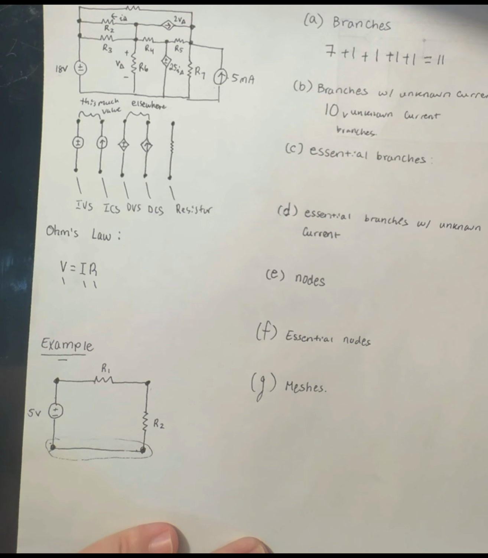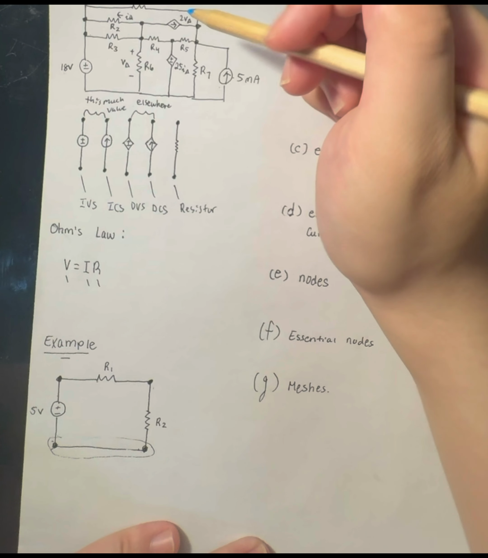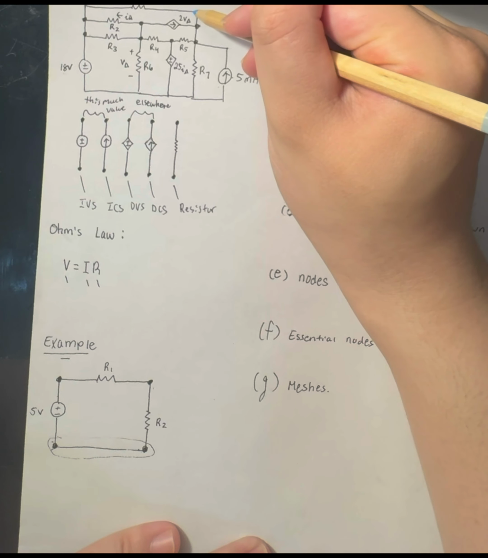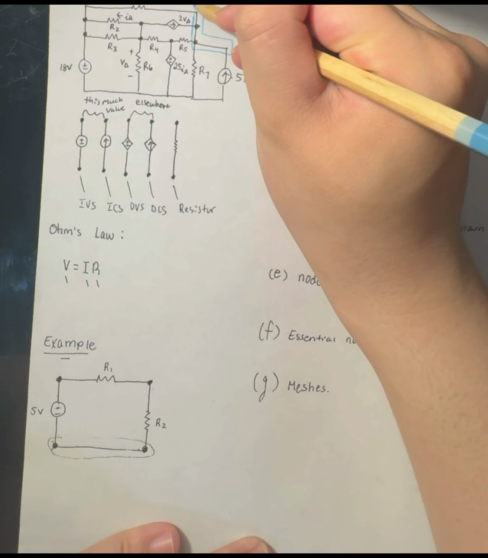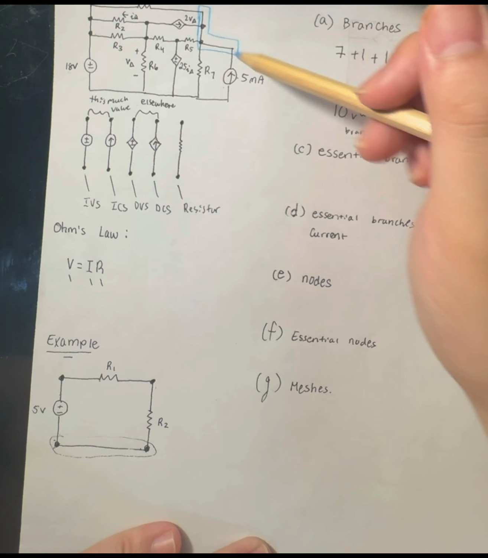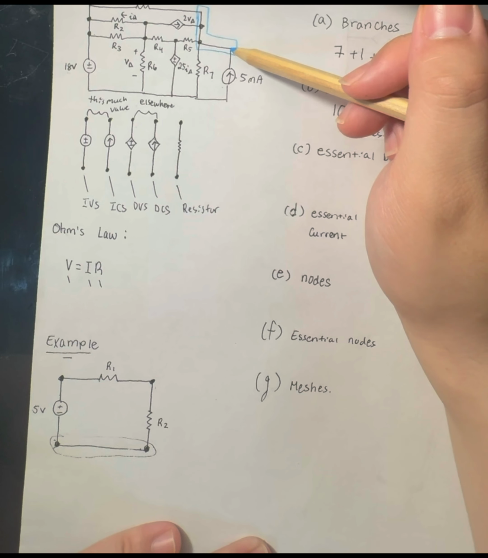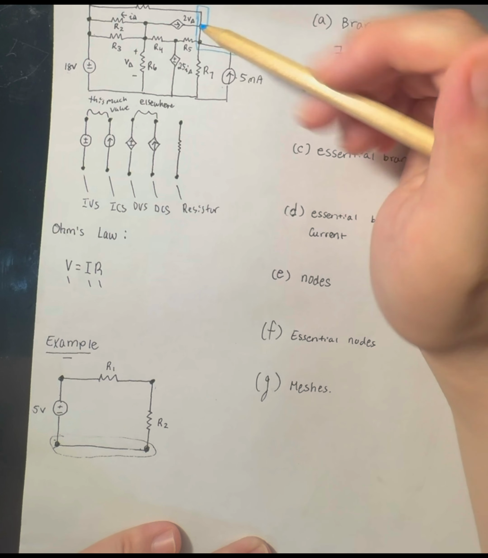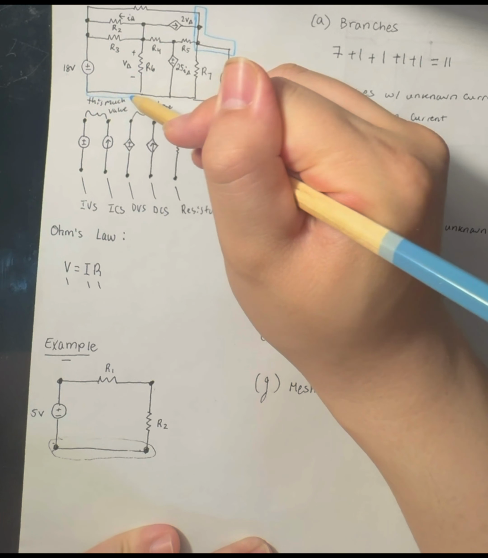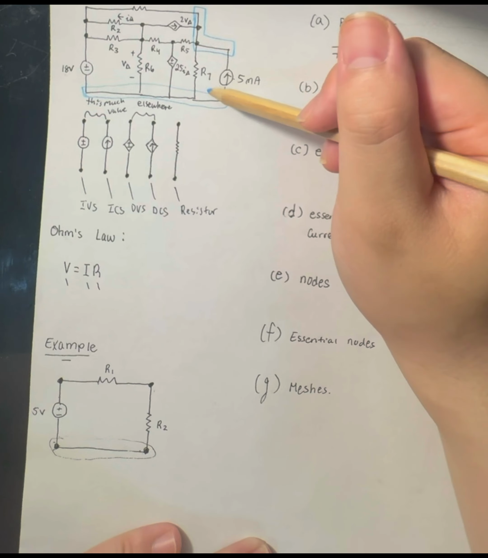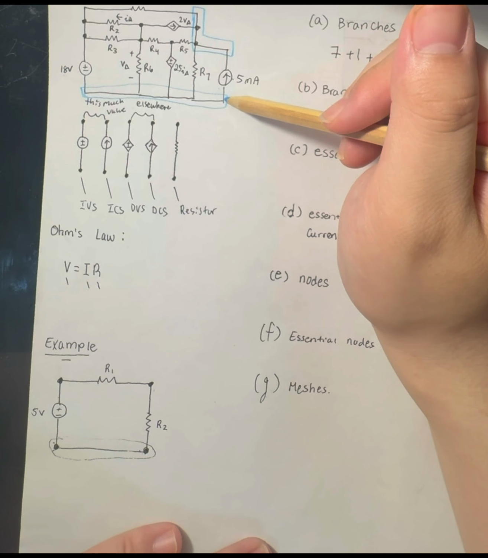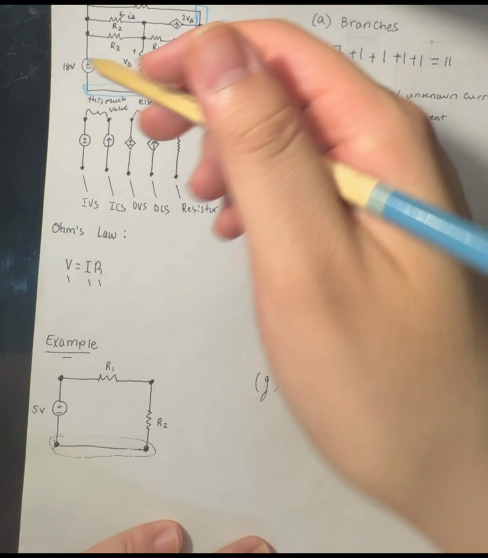I'm going to use a different color and circle it in blue. This entire part is one node, because there are no circuit elements in between any of these wires. And this will be another node, because there are no circuit elements in between them. It's just flat wires.